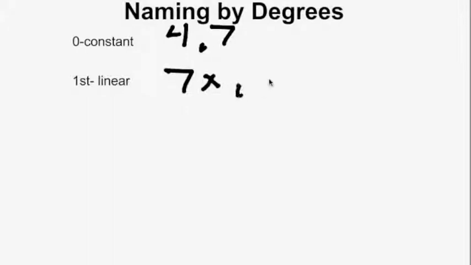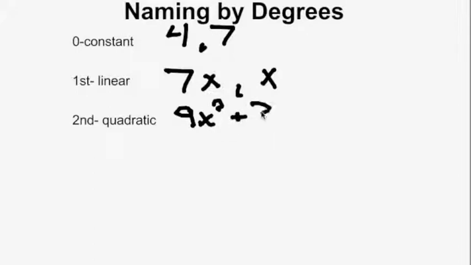Naming polynomials by degrees, you have your constant function, which is not raised to any degree, so it's just a number, so 4 or 7. You have first degrees, which are called linear polynomials. So you have 7x, just plain x. If it's raised to the second degree, it's called a quadratic polynomial. So you can have 9x squared. Remember that the amount of terms does not matter for degrees, so you can have 9x squared plus 3x plus 9, and that's still second degree.